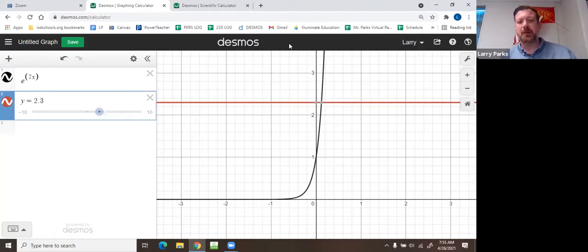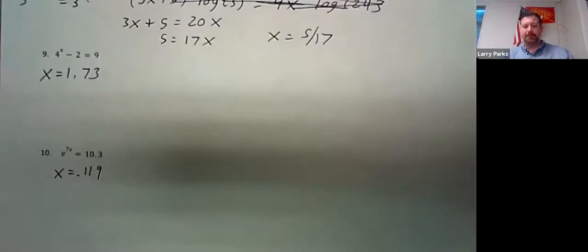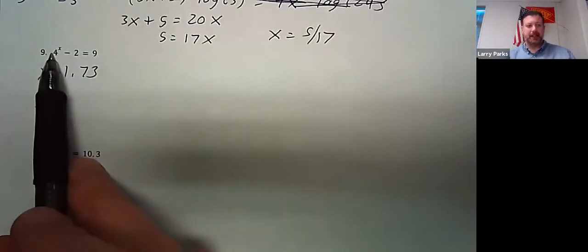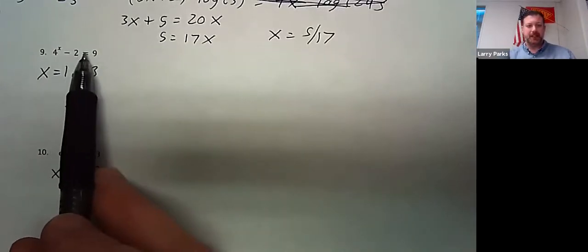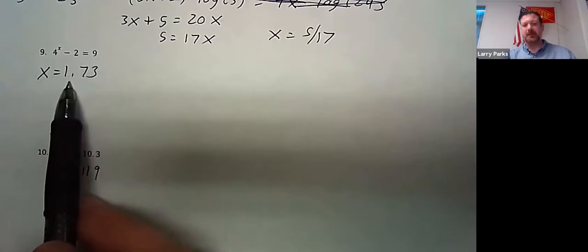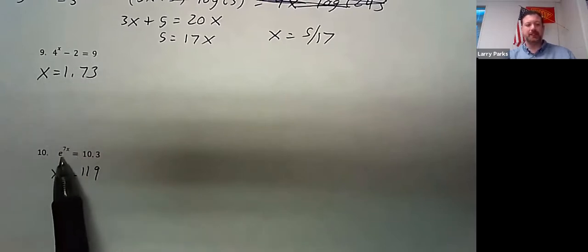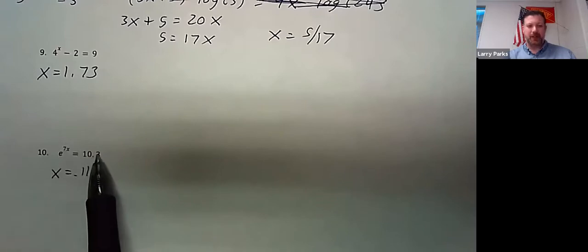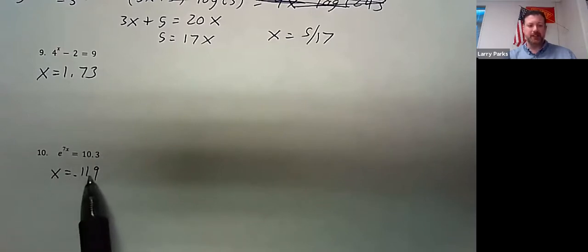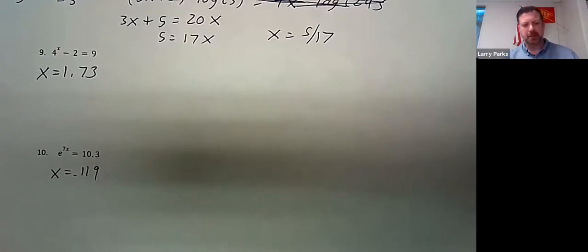And so to catch you up on what I'm doing, I typed this in the calculator, then I typed y equals 9. They intersected at 1.73. I typed this in the calculator and y equals 10.3. They intersected at negative 0.119.